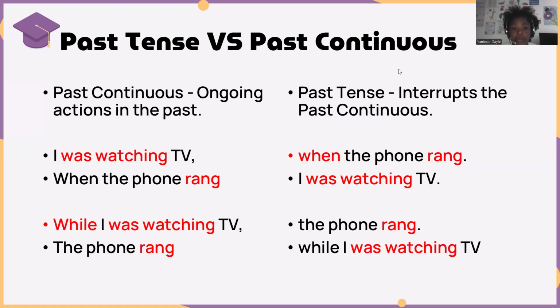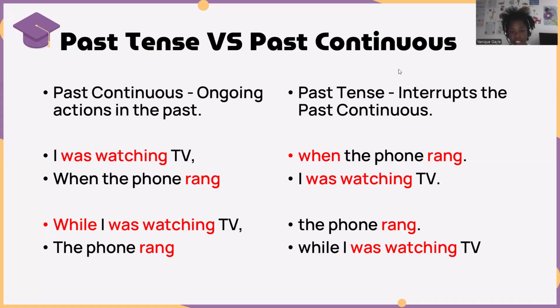Well, listen to this example. I was watching TV. This sentence is indicating that it's an ongoing action that started at some point in the past and it continued to a specific point in the past. But all of this action was in the past.